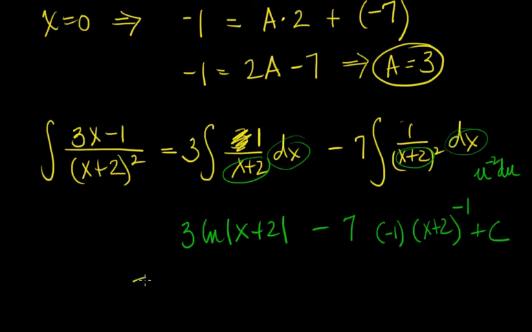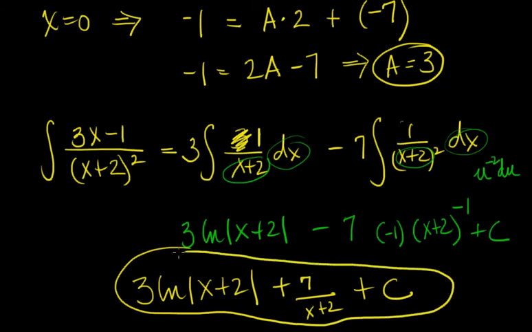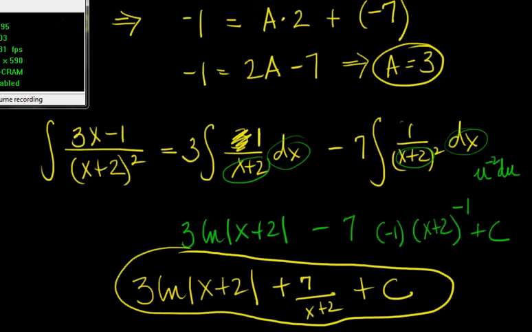So let's write the answer, and that's it for this. 3 times the natural log of the absolute value of x plus 2, and then it becomes plus 7 over x plus 2 plus a constant. That is what we get after factoring the denominator, solving for the partial fractions, and integrating each partial fraction.